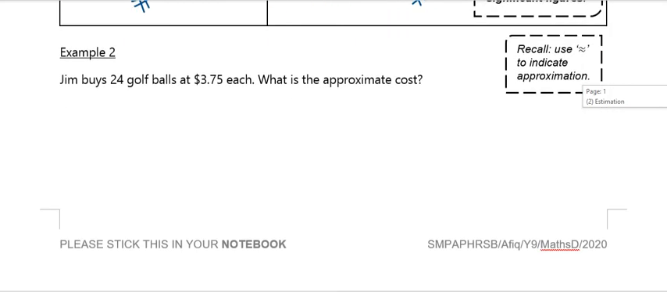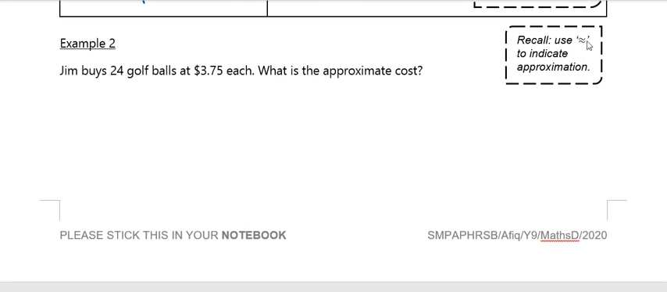The next example over here, please note just now I used this symbol because I want to indicate approximation. So here, let's continue with example number 2. Jim buys 24 golf balls at $3.75 each. So the question is, what is the approximate cost?